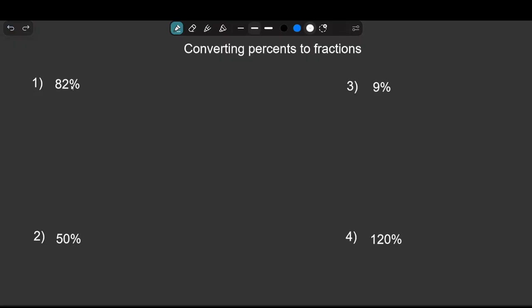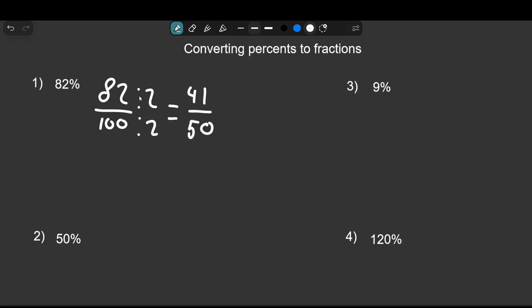When you think of percents, they mean per 100, or you can think of it as out of 100. So you can just do this, 82 100ths. But now you have to simplify it. The biggest common factor of the 82 100ths is 2. So we do like this, and then you get 41 50ths. You divide them both by 2 and you get 41/50.